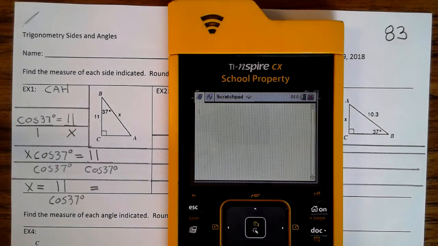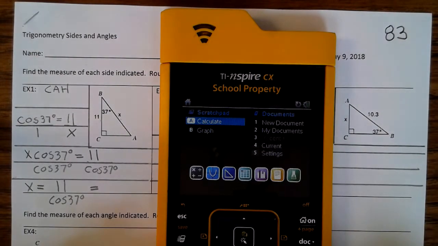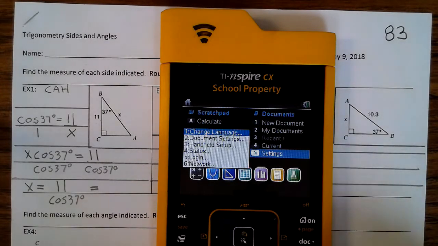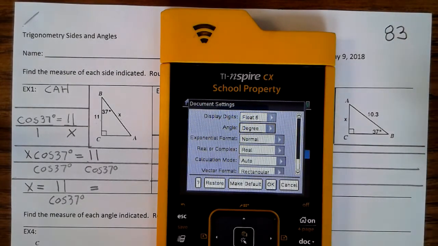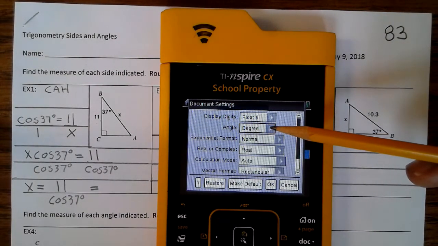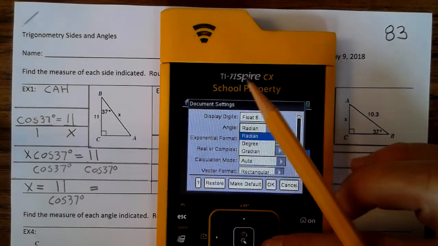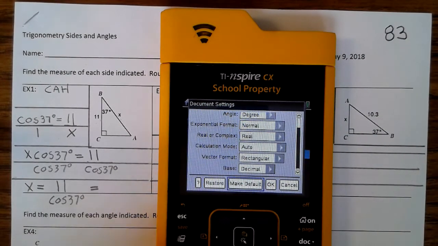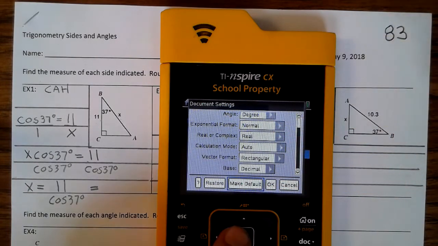All right, now, before you do this problem, what you need to do is go to settings. Okay, document settings. Make sure that it is in degree mode. If it's in radian mode, then change it to degree, and then go down to make default. That way, every screen you use, it's always in degree mode.